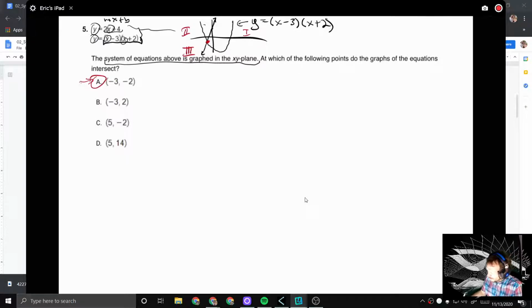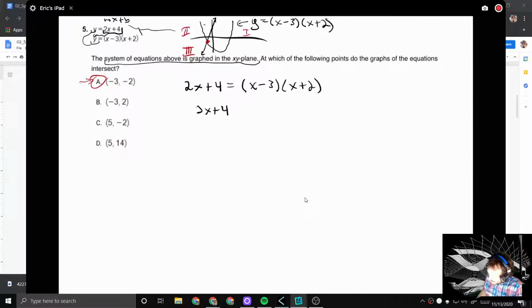But we're going to go through and just solve it. These equations are set up for using substitution to solve. I can take this value here, which is the same as that y, and I can plug it in for that y, which we already said is the same as this y here. So then I end up with 2x plus 4 equals x minus 3 times x plus 2.